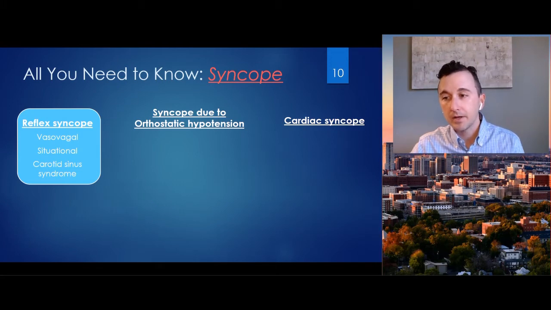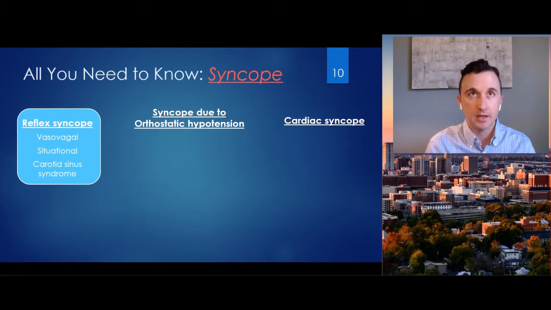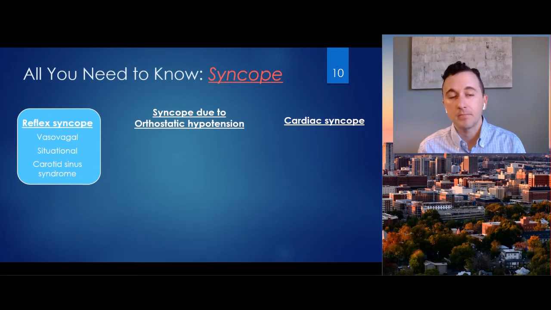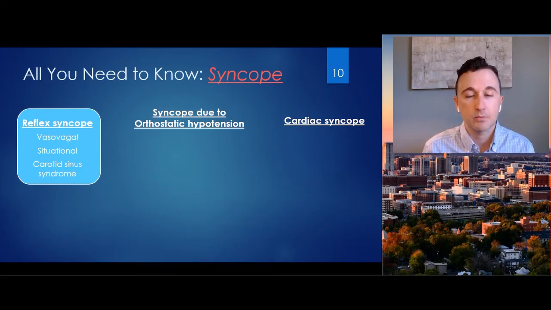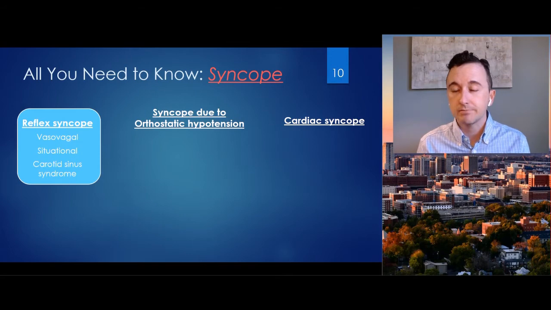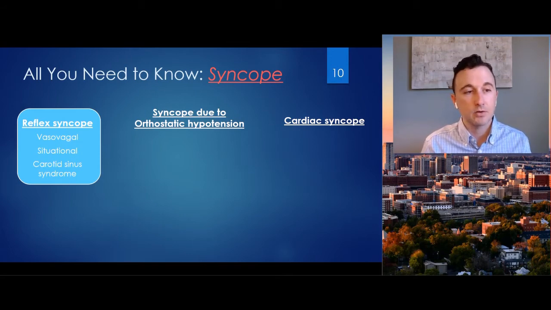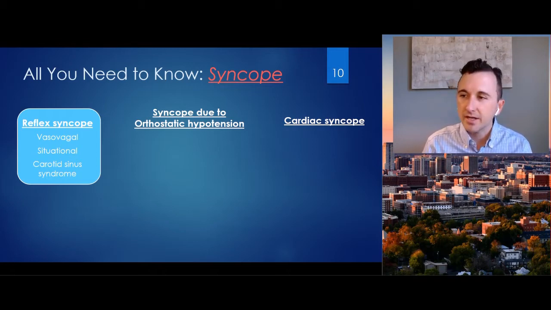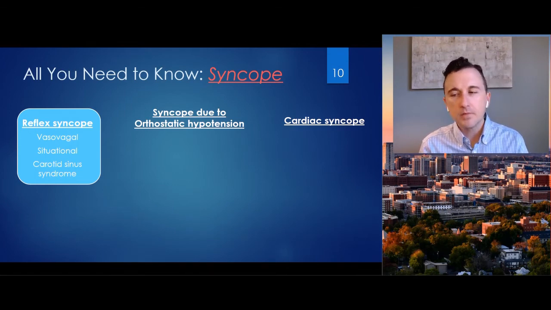Now, most commonly, this external stimulus that we're having an abnormal neurological reflex to is emotional, okay? Such as when somebody syncopizes at the sight of blood, or when they get really upset. It can also be positional in nature. The classic story is somebody who's been standing too long in church singing their hymns, and they syncopize. There's other types of reflex syncope. Situational syncope falls under this category. That can occur with urination, coughing, sneezing, laughing, blowing on an instrument too hard, those kinds of things.